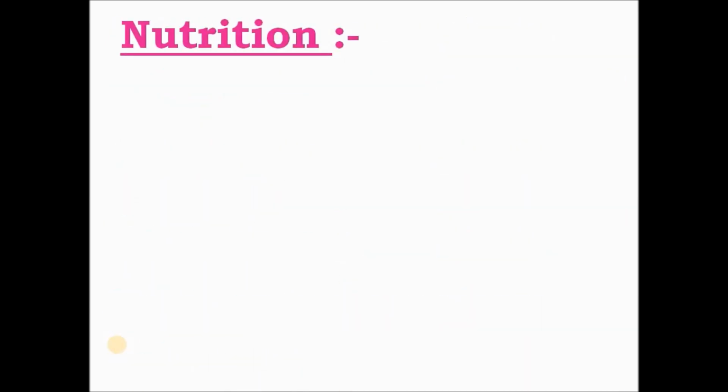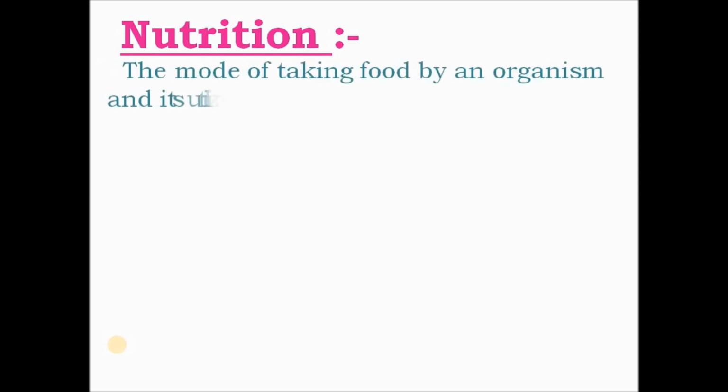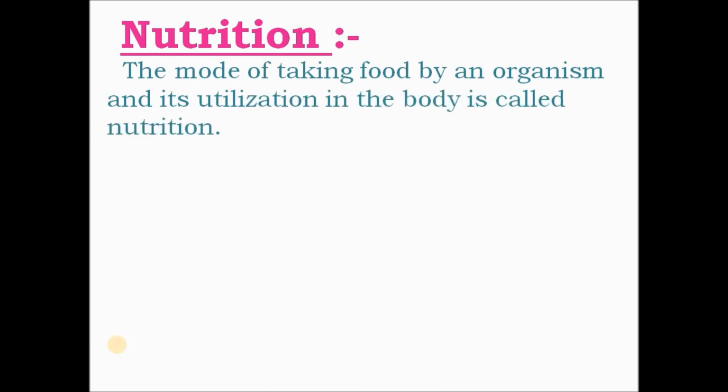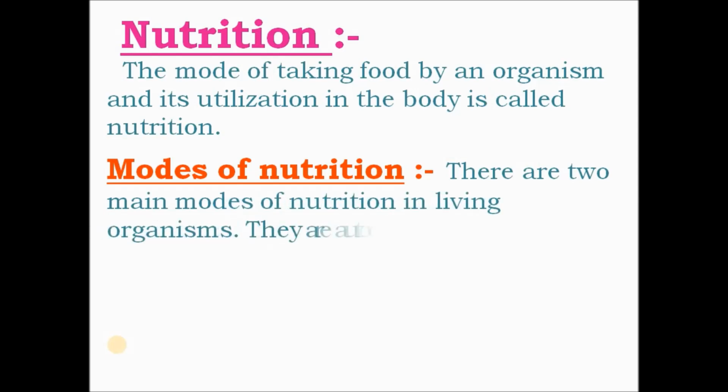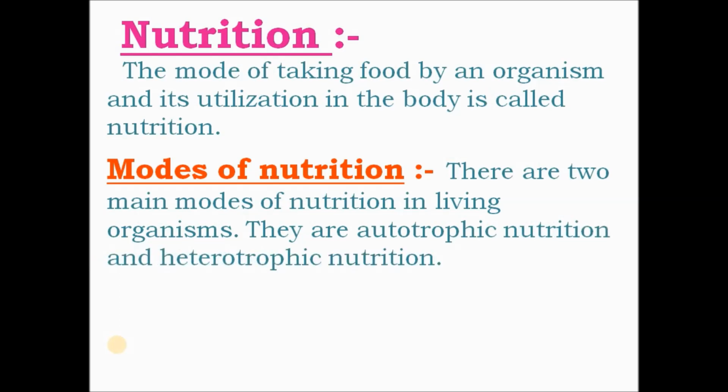So let us see what nutrition is. The mode of taking food by an organism and its utilization in the body is called nutrition. There are two main modes of nutrition, or two main ways by which living organisms take food into their body. They are autotrophic nutrition and heterotrophic nutrition.